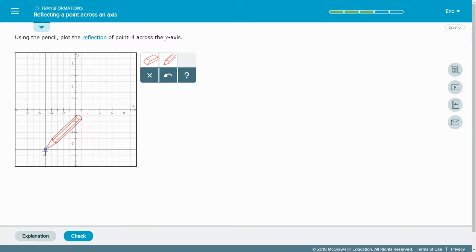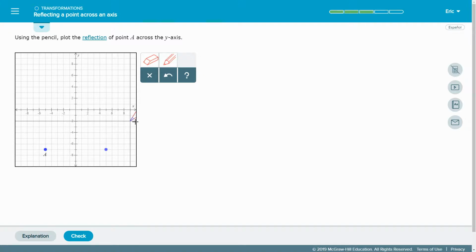So we're not going to go up or down. Why not? Because then we're going to be in a different position from our mirror. We're going to count the number of spaces we are away from our axis. So I am 1, 2, 3, 4, 5 spaces away. So I'm just going to count another 5 spaces on the other side of our mirror. 1, 2, 3, 4, 5. Plot my point, and boom, my point A has been reflected.